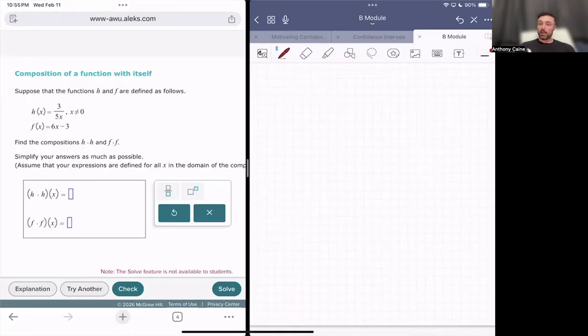Oh, the f I just wrote is not the homework f. That was me being lazy. So let's do the homework one. So f of x is 6x minus 3.